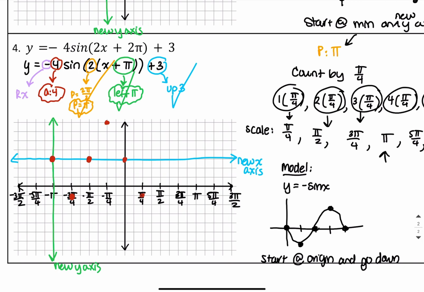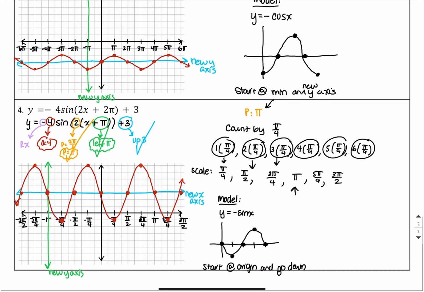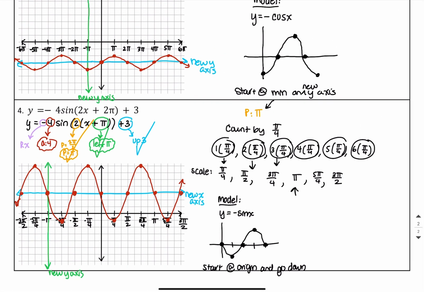Middle, minimum, middle, maximum, middle, minimum, middle. And then on the other side, maximum, sorry, middle, and then this is how I'm going to connect everything. And this is what my graph looks like. Make sure it's going on and on forever, to the left and to the right, and we're done.